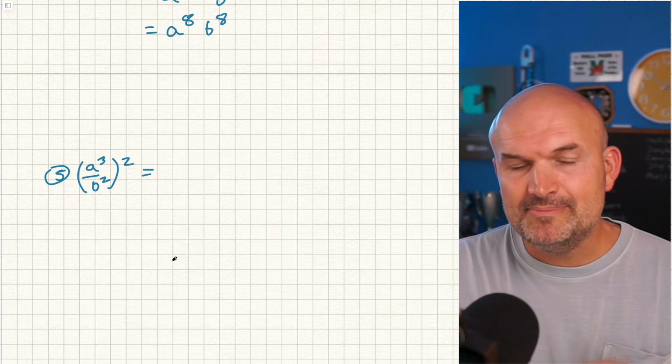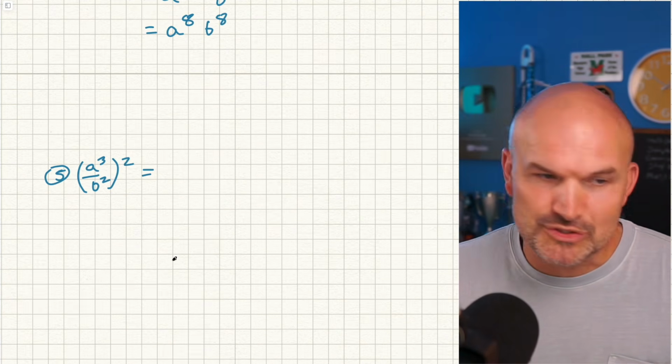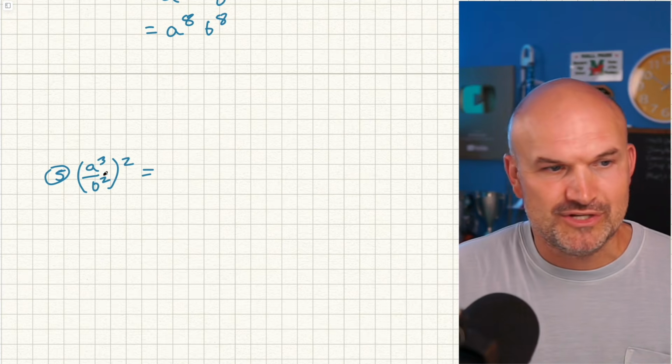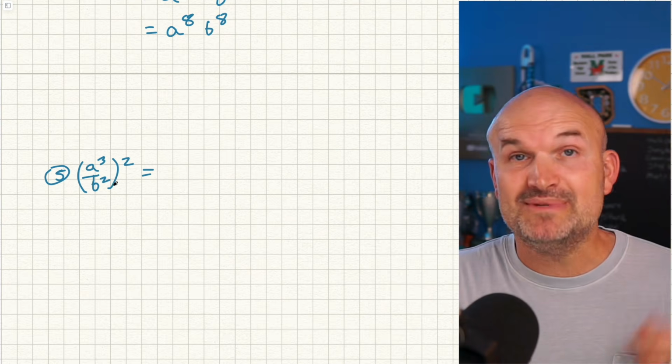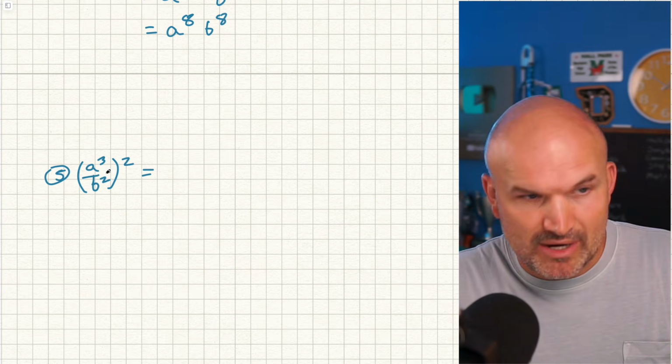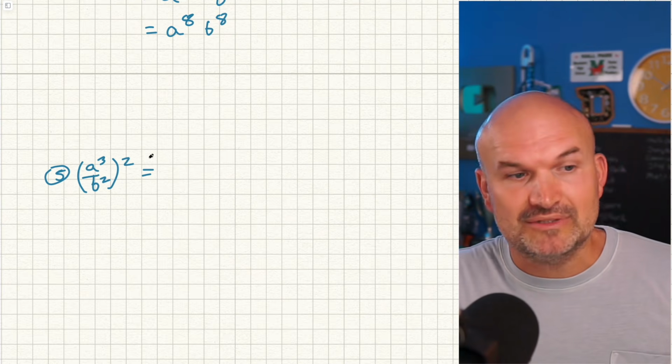The next one is going to be what we call the power to quotient rule, again, because we have a quotient. That is not a 0. I just have a really bad way of writing my b's. So this is a cubed divided by b squared, and that's raised to the 2nd power.